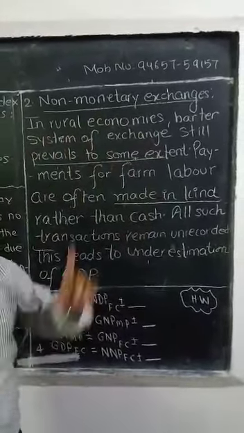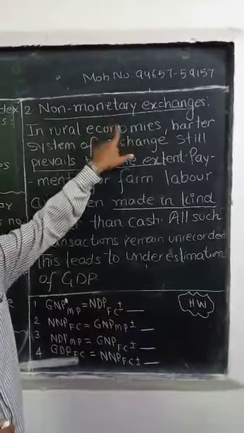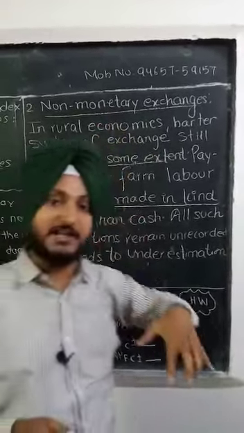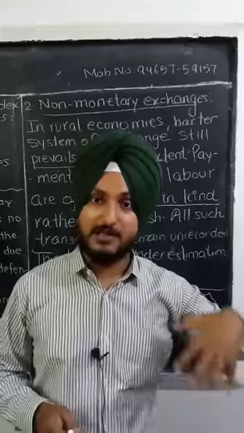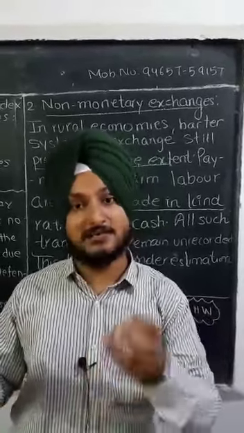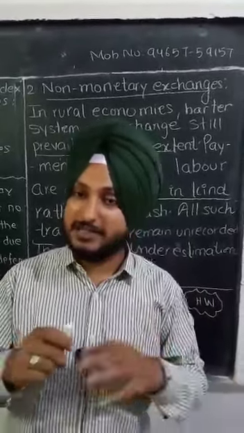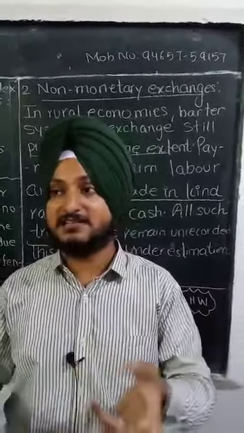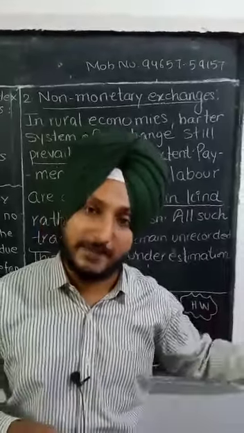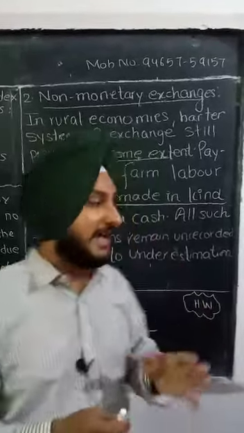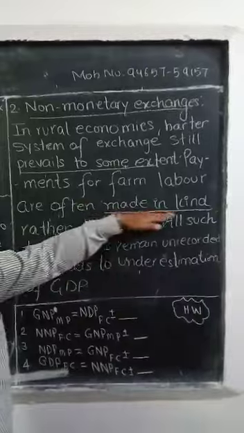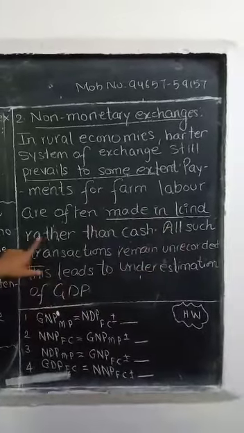For example, if a person is working on a piece of land as a farm laborer, at the end of the day he is getting some food for himself and his family. He is not getting any cash, he is getting some food to eat and some food for his family. That is taken as payment made in kind rather than cash.